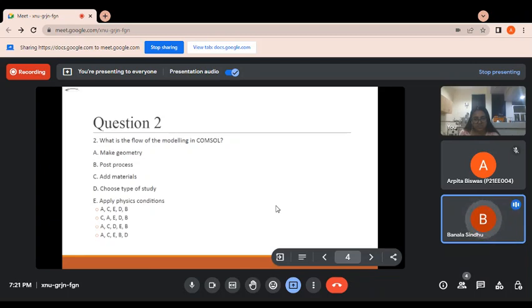First two steps I know. Yes. Then after that, apply the physics condition. Then we go for choosing the type of study, what type of study we want to do. Then the next process is post process. So the right option is option A. Okay, good.